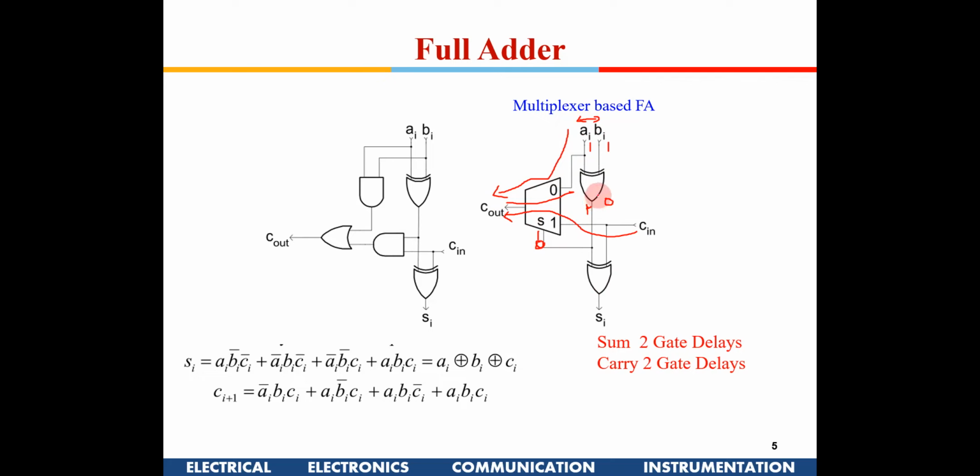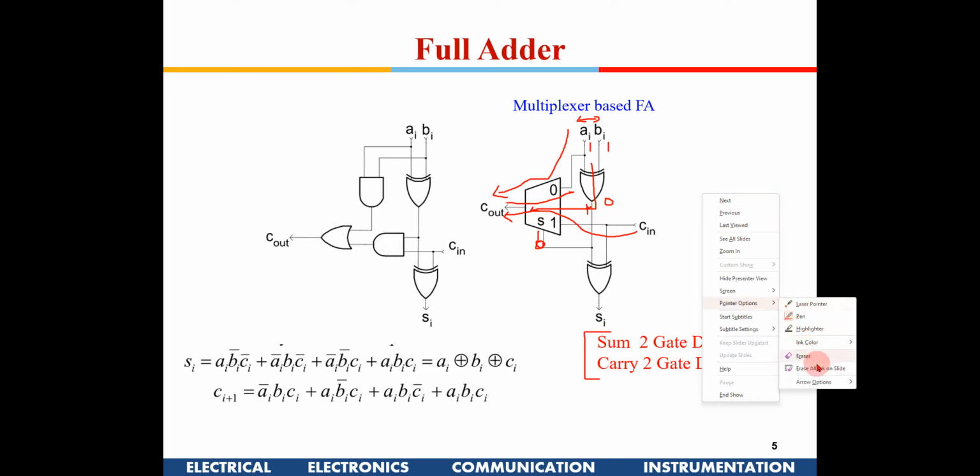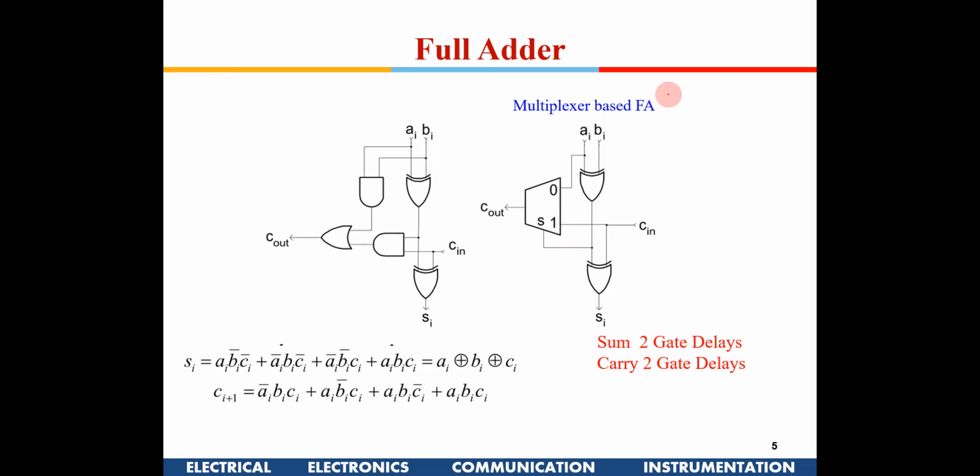Now if you see the delays here, 1 gate delay here and 1 gate delay here. This mux is also 1 gate delay approximately. It will be less than that if you implement it actually, but this is the worst case scenario. So you have the sum as 2 gate delays and carry also 2 gate delays when implementing using mux. Is this mux based full adder operation clear to all of you? Yeah.